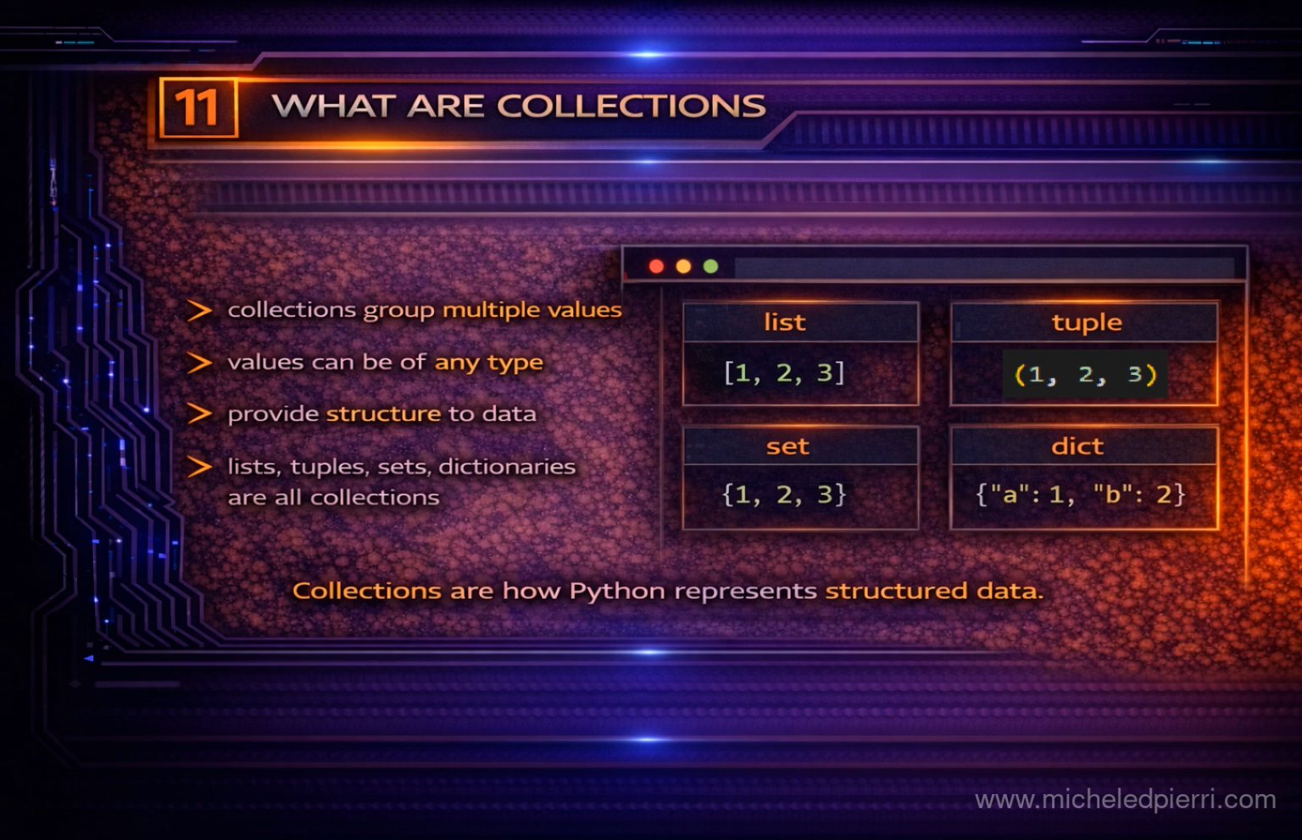On the right, you can see the four main collection types shown side by side. They all hold multiple values, but they express different kinds of structure. Lists and tuples represent sequences, sets represent uniqueness, and dictionaries represent labeled fields. The many examples highlight the different syntaxes, and the takeaway is that Python uses these containers as the basic building blocks for representing structured data.